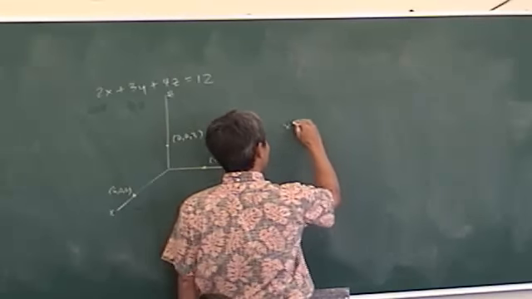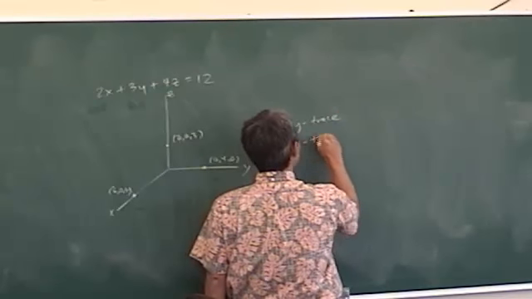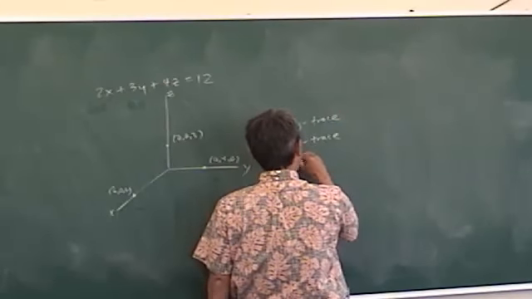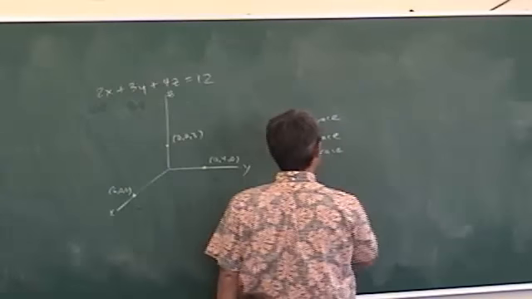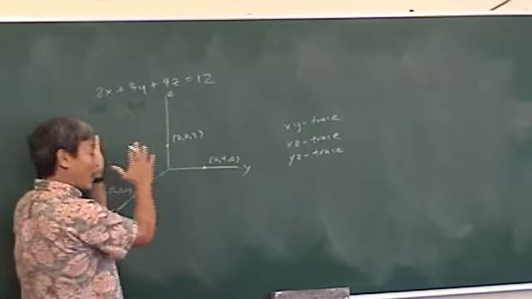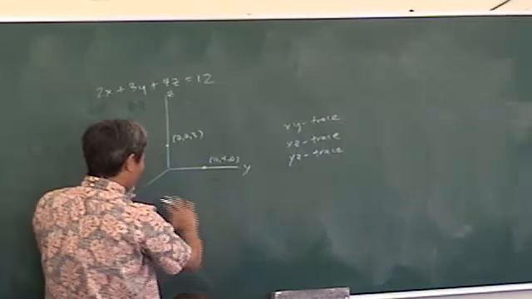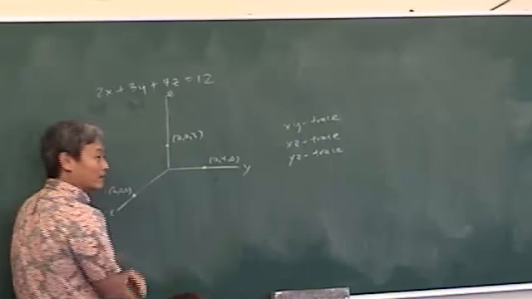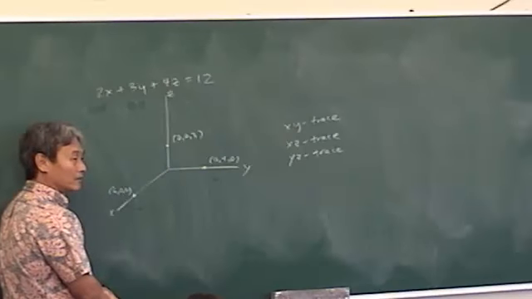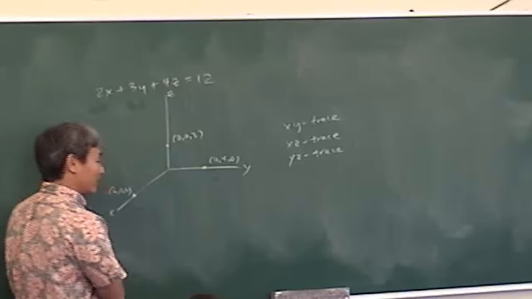Now there are 3 traces. You got the xy trace, you got the xz trace, and then you got the yz trace. Now what the heck is that? The xy trace is where the graph intersects the xy plane. Think of this as a room. The xy plane is the floor right there. Okay? Where does this plane intersect the floor?